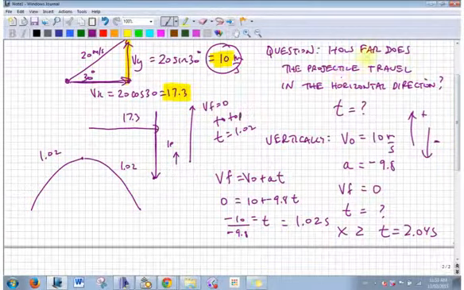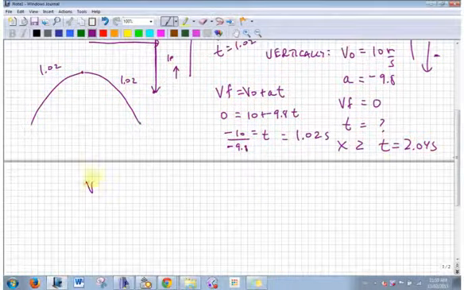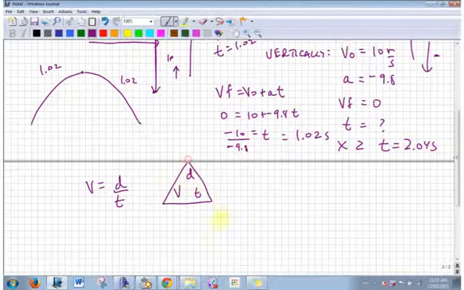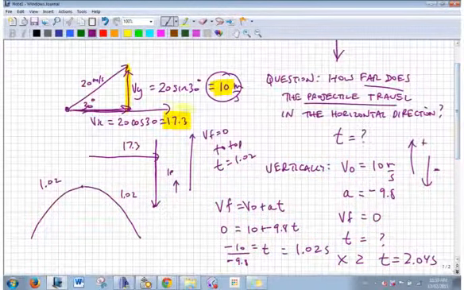So how far does it go in the horizontal direction? Well, here's my good old formula. V is d over t. To use the triangle thing, feel free. I want a distance. That's velocity times time. And what velocity do I want now? I want that one.